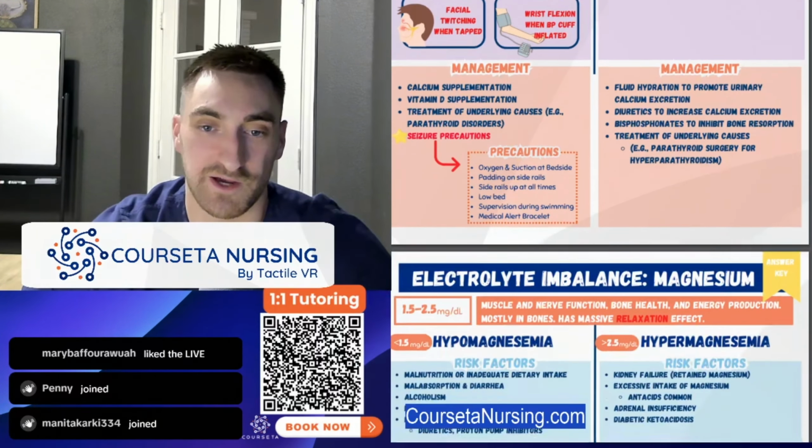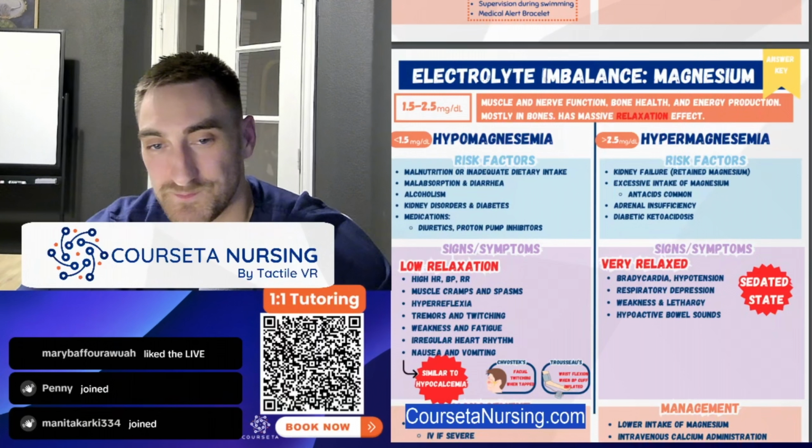All right, guys, so we're getting there. We're almost to the IV fluids. So if you're struggling with hypotonic, hypertonic, or isotonic IV fluids, we'll get into that pretty soon. We're on the last two electrolytes, so we're going to go over magnesium now. Now, magnesium is super easy. I just want you to remember one thing.